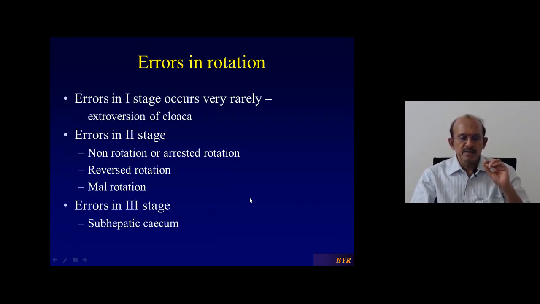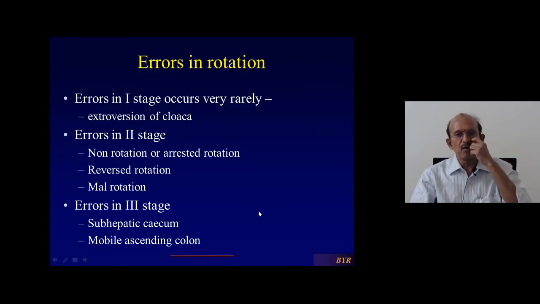Errors in third stage: subhepatic cecum. The cecum fails to descend downwards. It lies under the liver in the right hypochondriac region. Mobile ascending colon: the ascending colon and descending colon fail to get fixed to the posterior abdominal wall. They remain mobile. They have a mesentery, just like the transverse colon.